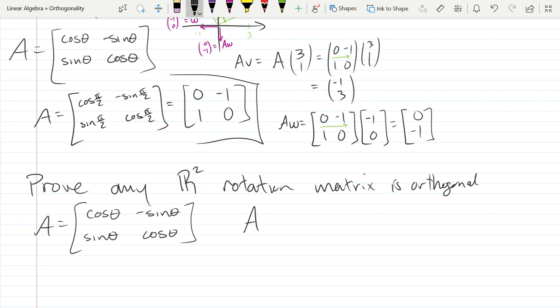So step one is find the transpose, and then step two, multiply, and hopefully get the identity. So this one's pretty easy to transpose. I'll just put my little symmetry line down the diagonal. You're just changing the two elements off the diagonal.